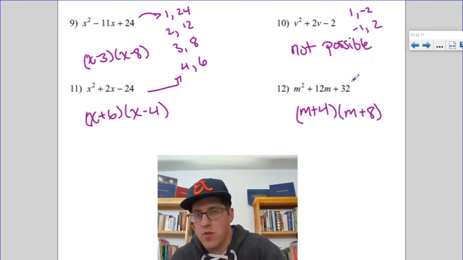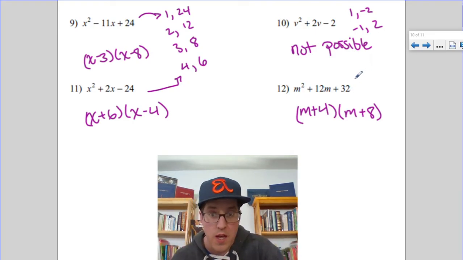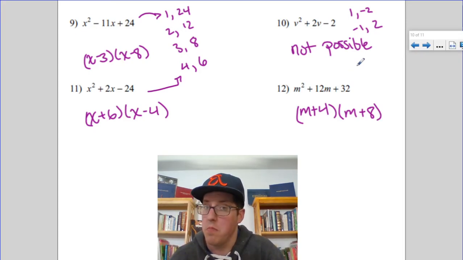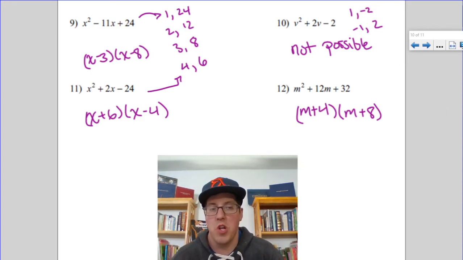So when I see 32, the first thing I think of is 4 and 8. When I see 4 and 8, I go, oh, hey, that adds to 12. Must be the right answer. And for problem number 10, here are my possibilities. None of those work. When none of them work, it means it doesn't factor.